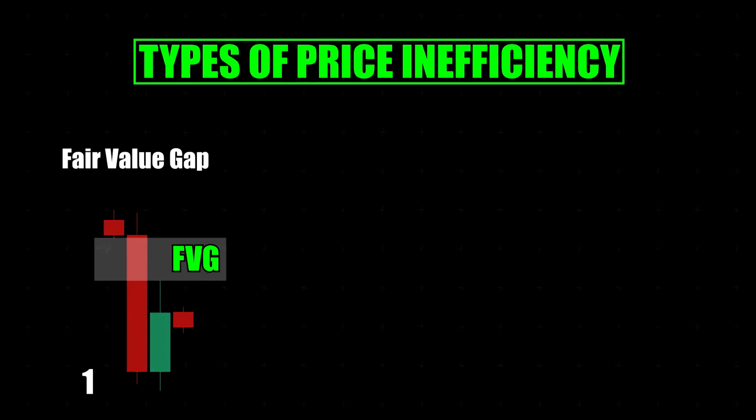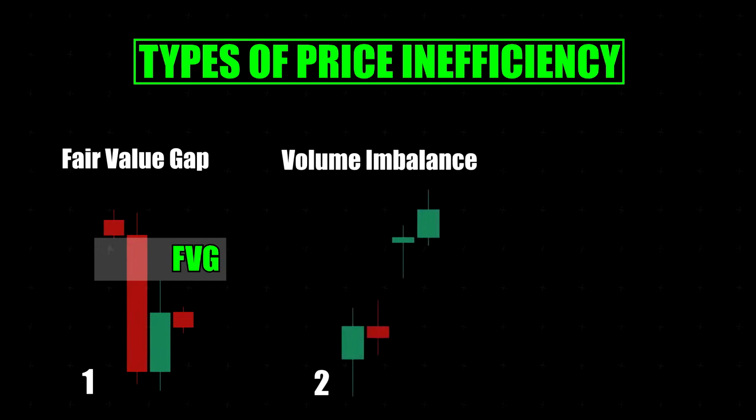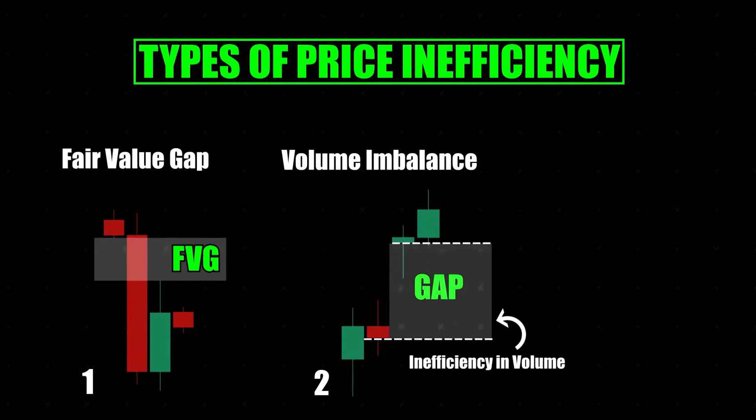The second form of price inefficiency is volume imbalances. This occurs when there's a discrepancy between the close of one candle and the open of the next. Even though trades happened, the volume is unevenly distributed. These areas can also attract price movement as the market seeks to rebalance.